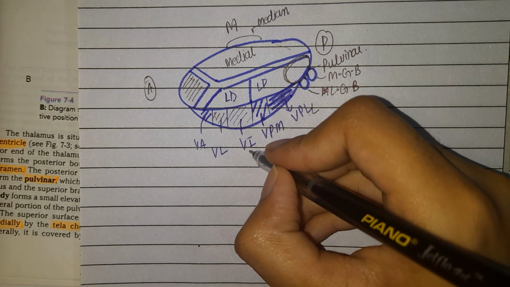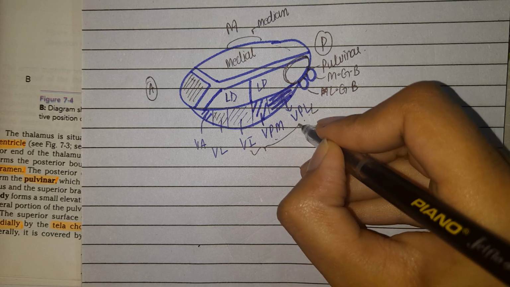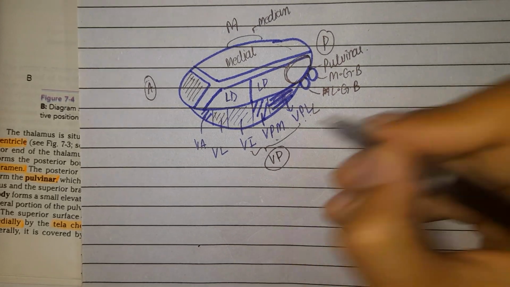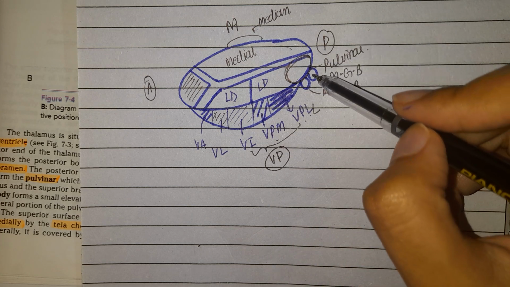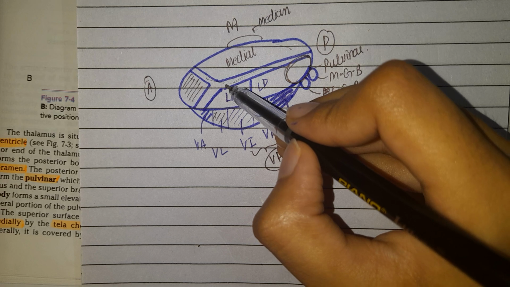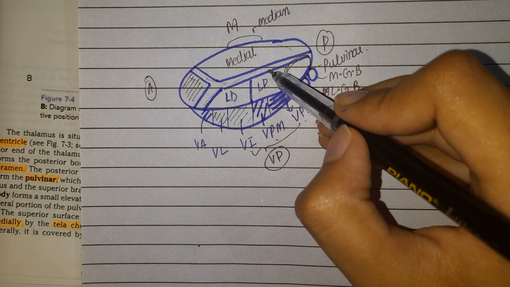And these ventrointermediate, ventroposteromedial and ventroposterolateral together make the ventroposterior nucleus. So this is how the thalamus is separated, and this middle region is known as the internal medullary region of the thalamus.